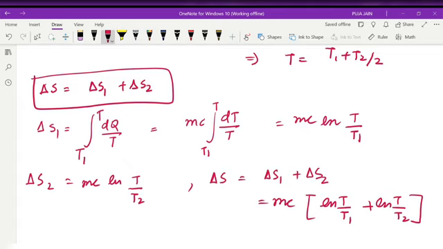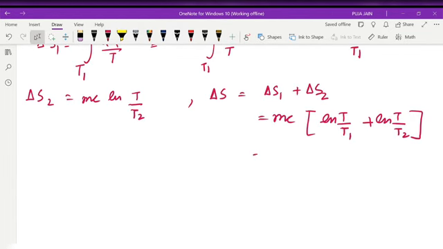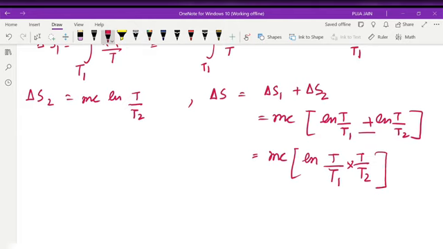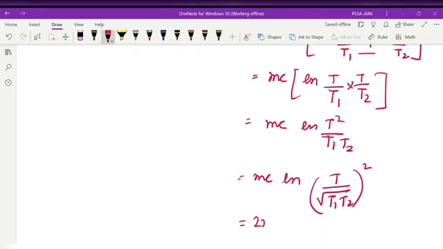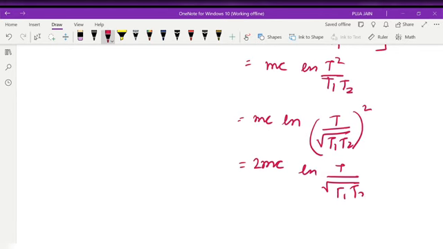Now, we know this is an addition of logs, so we can combine them: mc ln T square by T1 T2. This can be written as mc ln (T by root T1 T2) whole square. So 2mc ln T by root T1 T2. This is our final answer.